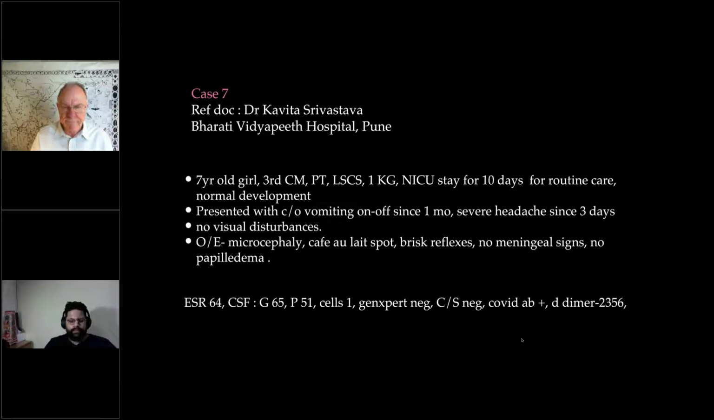So it's a 7-year-old girl who came to us complaining of vomiting since 1 month, going off and on. And since the last 3 days, she had a severe headache. On examination, she had neck stiffness and signs of raised ICP in the form of hypertension and mild bradycardia. She had a little bit of a Fanconi's phenotype, a very pinched kind of nose, microcephaly and capillary spots. But otherwise, there was no papilledema. I mean, no chronic signs of raised ICP as such.